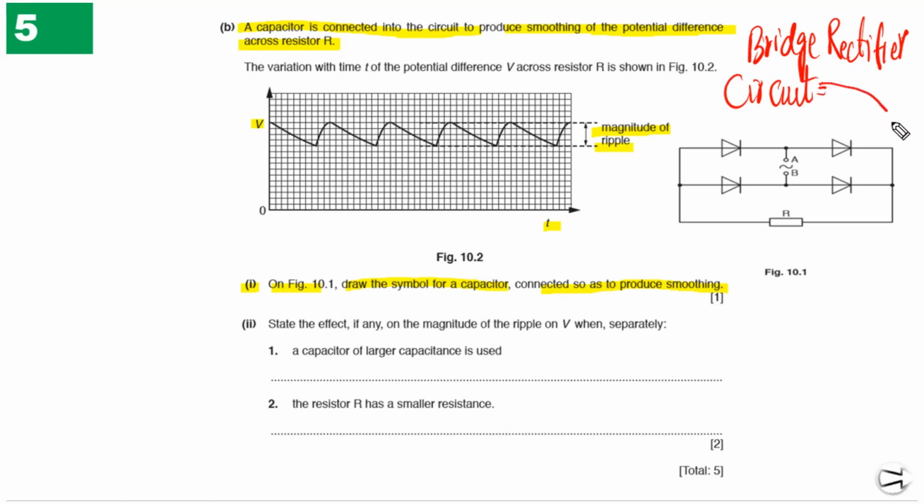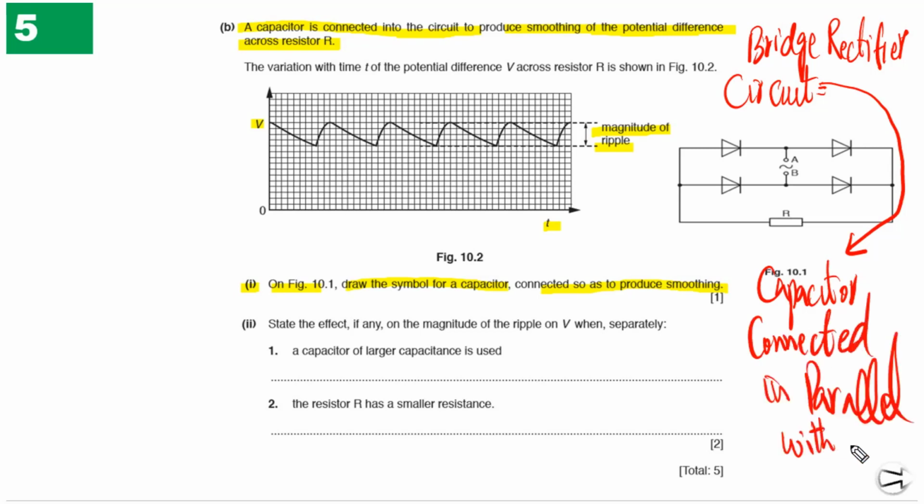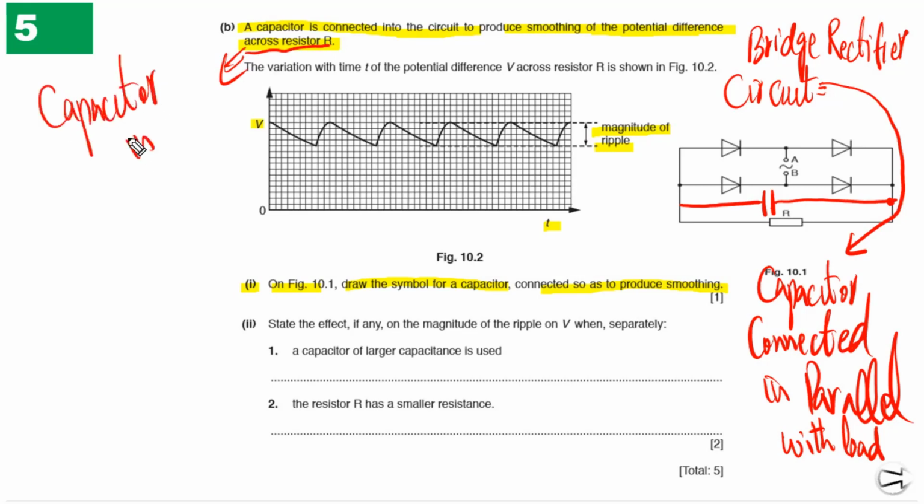So I will just write down here, our capacitor has to be connected in parallel with the load. Load in this case simply means resistor. So we simply need to connect the capacitor in parallel with this resistor. This is how we can connect the capacitor across resistor R. So the capacitor has to be in parallel. This is the main concept you need to understand.